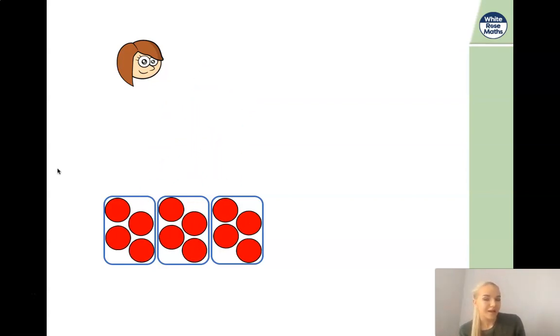Now she can see how many counters are in each box here. 4, absolutely. So Rosie has just worked out 12. She had 12 counters. She has divided them by 3 boxes, and she has found out that there are 4 counters in each box. So 12 divided by 3 is 4.